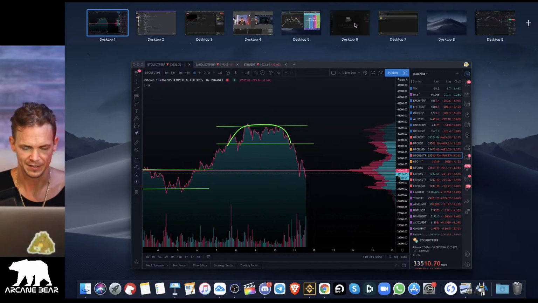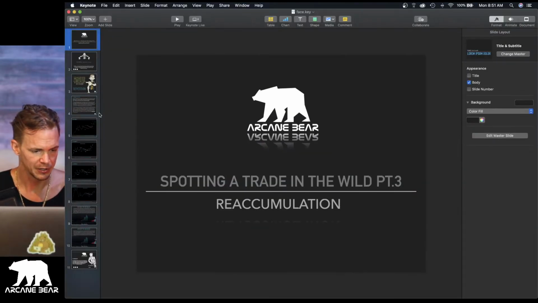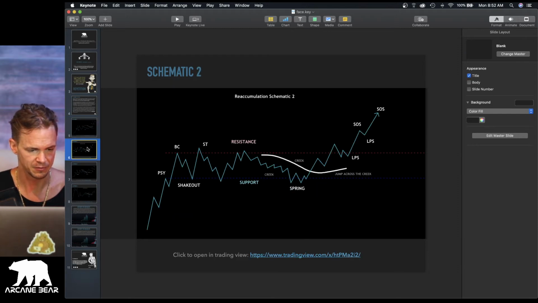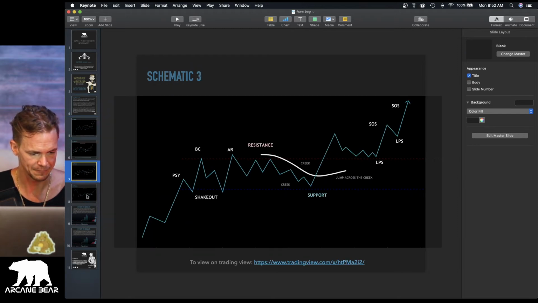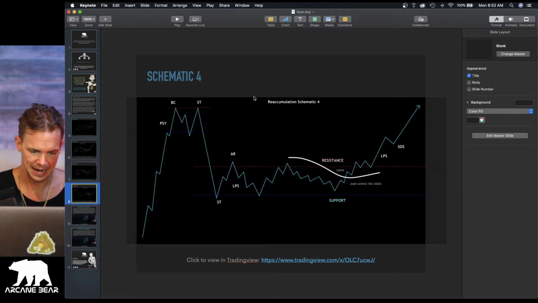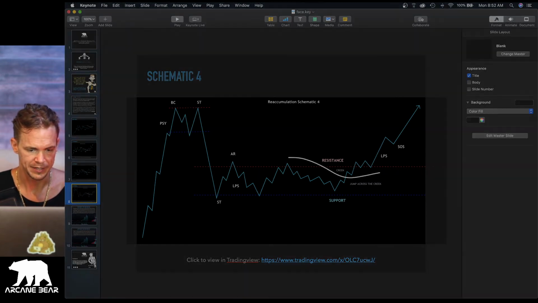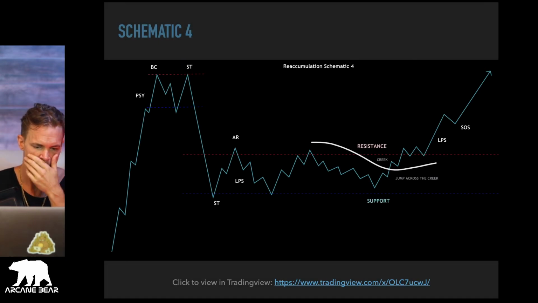Big money is interested here. And we're going to go over the Wyckoff reaccumulation. So all of the private members, this will be in your email inbox this afternoon. But this schematic 4, this one here specifically that you can see on the frame, this is what we might see as well.